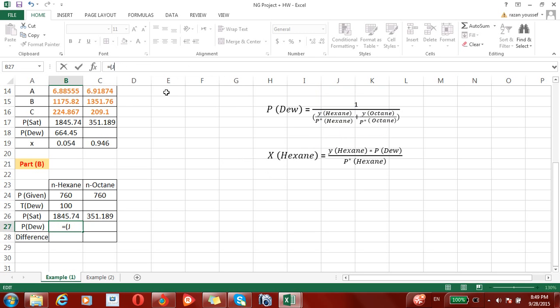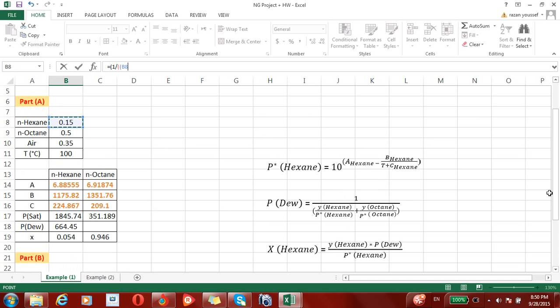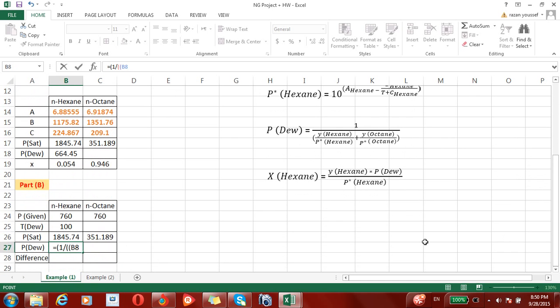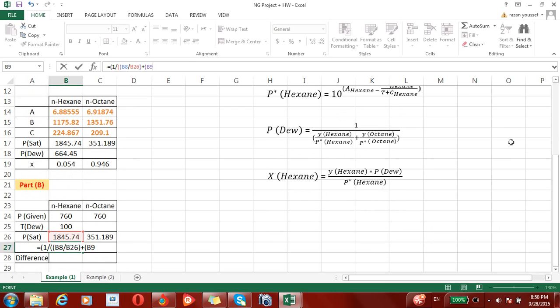Let's just delete this. Okay, it will be 1 over y of the hexane over the P sat of the hexane that you found, plus y of the octane over the P sat that you found according to the assumed temperature. Those are the brackets and you will get your value.